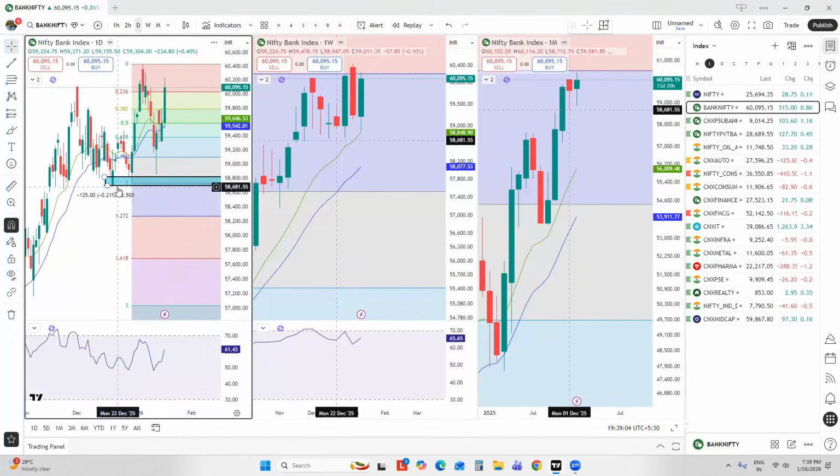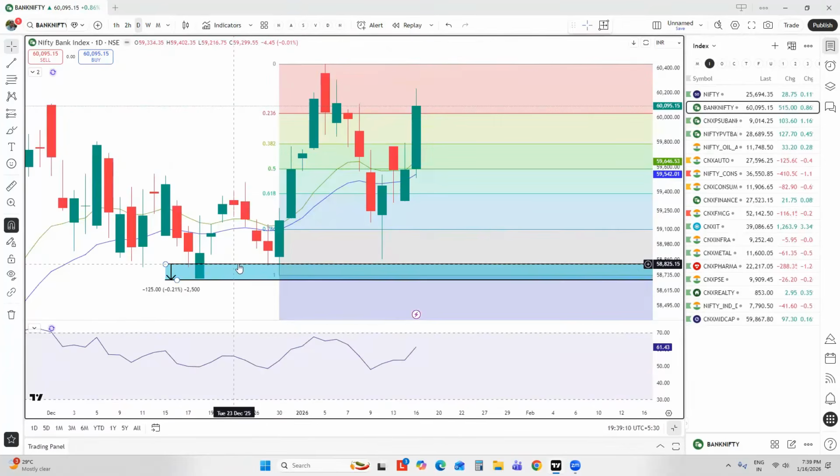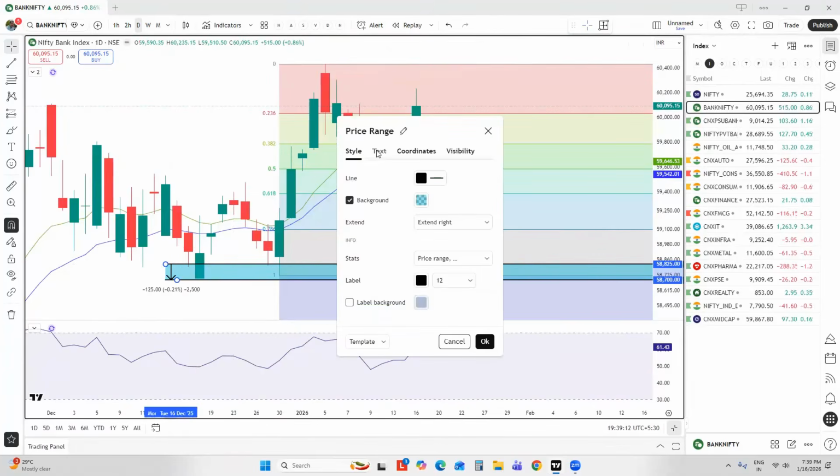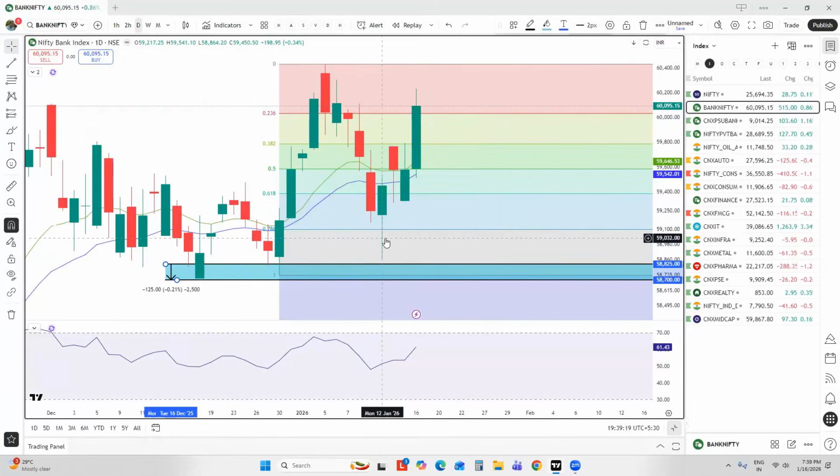In the daily time frame chart, this was a support, which I had also shared in my previous video. This was a short term support. The levels were between 58,825 to 58,700. So due to this particular support, Bank Nifty bounced back pretty sharply.